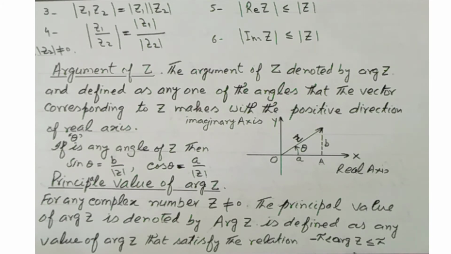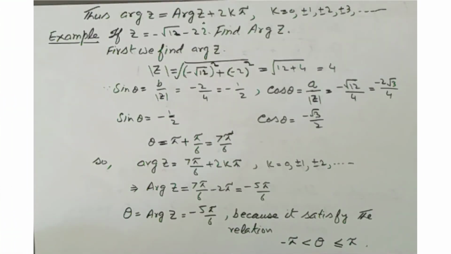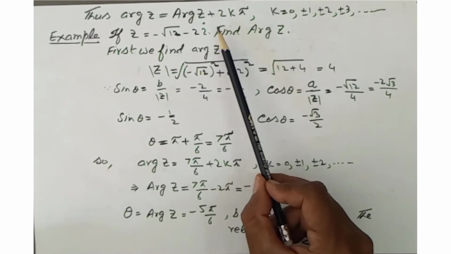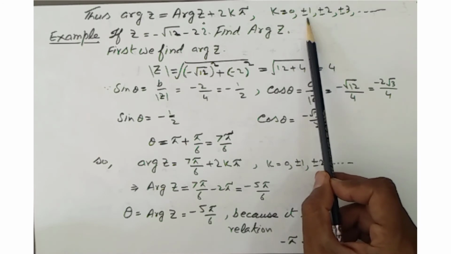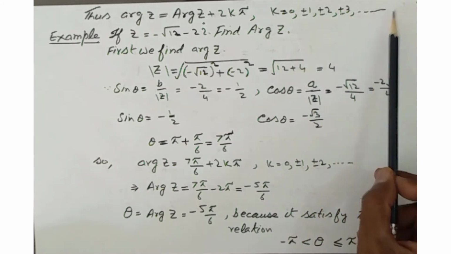This is a very important property for finding the argument of z. So this is the property for the principal argument of z. This should be less than or equal to pi and greater than minus pi. Thus argument of z equals capital ARG z plus 2k pi, where k equals 0, plus minus 1, plus minus 2, plus minus 3 and so on.